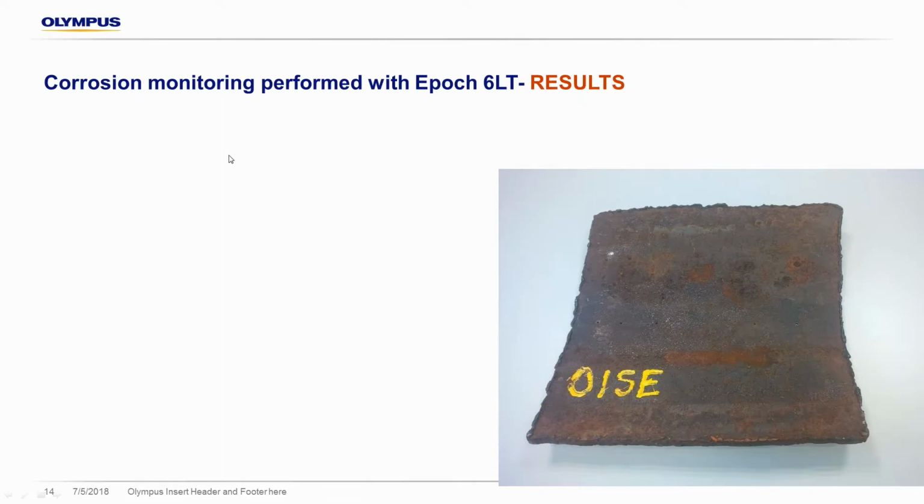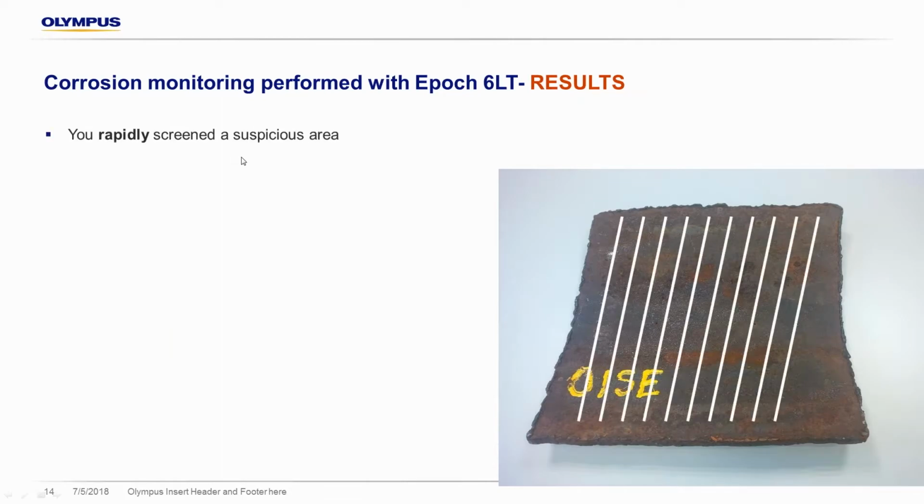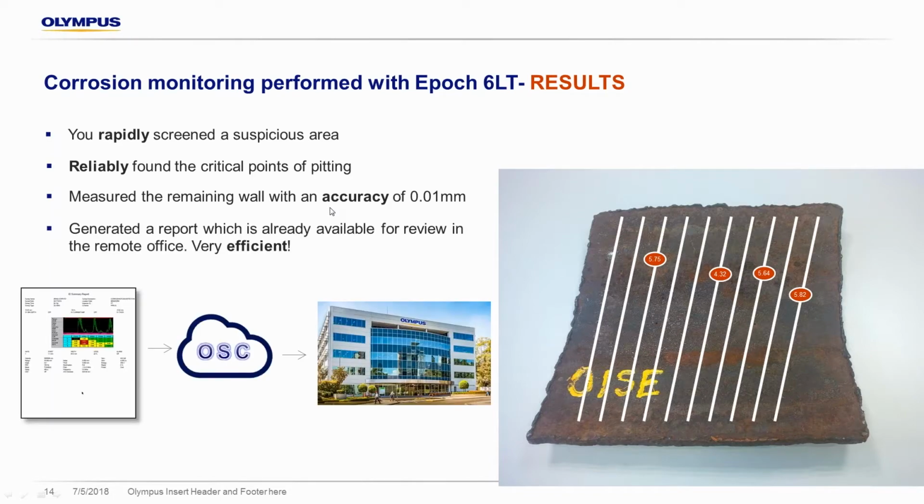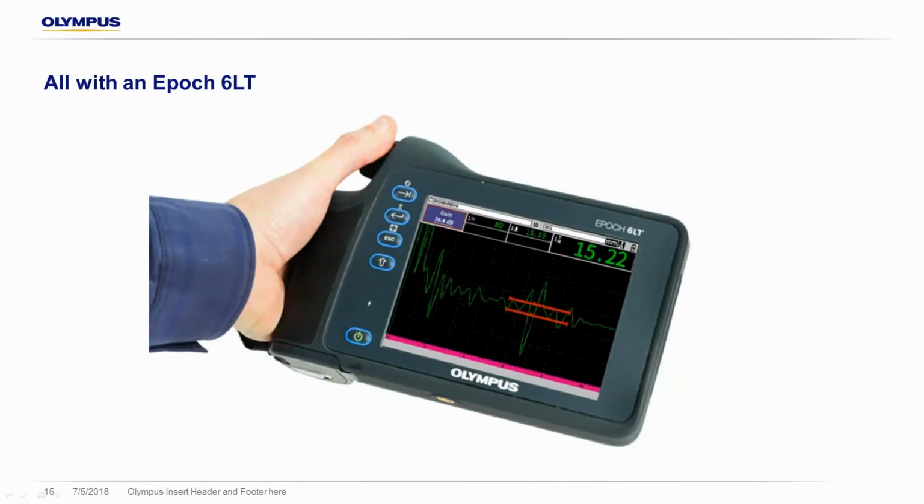So what will be the results? We rapidly screened a suspicious area. We reliably found the critical points of pitting. We measured the remaining wall thickness with very, very good accuracy. And then we generated a report, which in seconds is made available for review in any remote office. So we are very efficient. And all this can be done with an Epoch 6LT, a very light instrument, but very powerful.